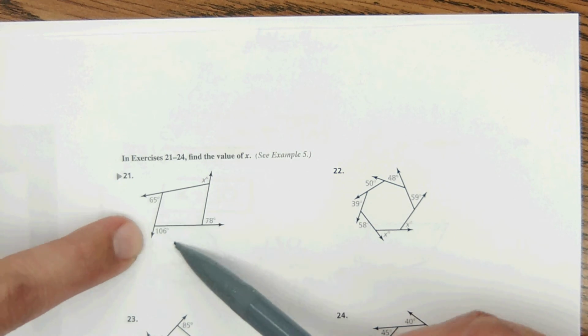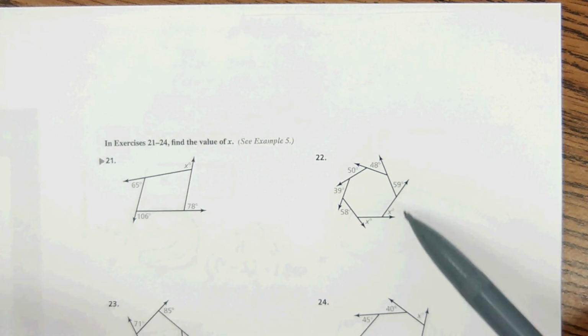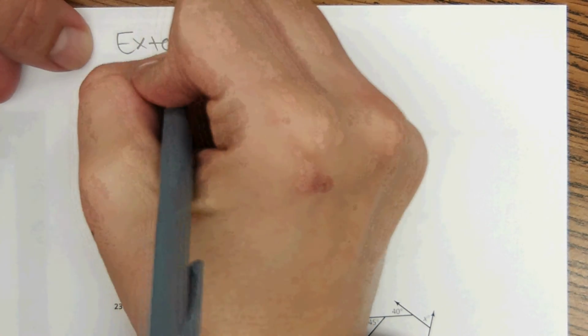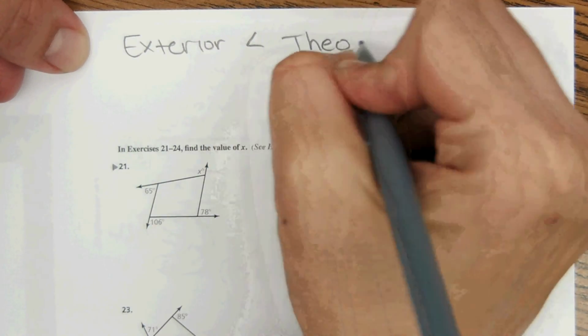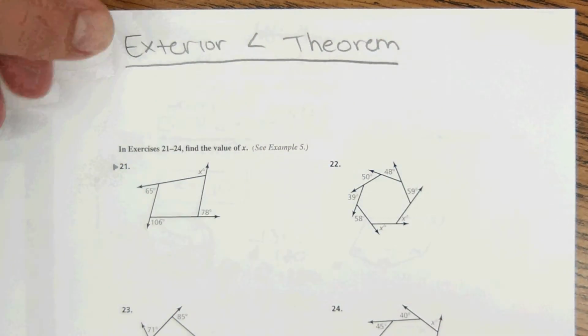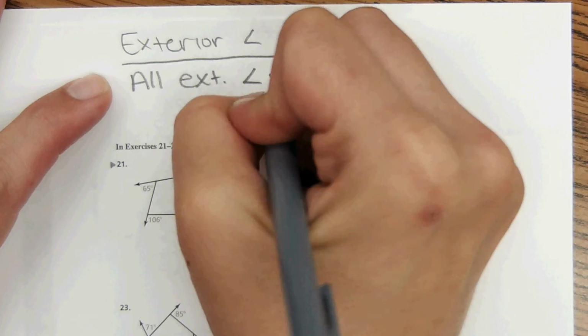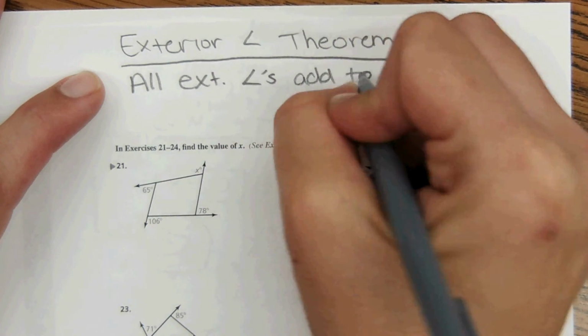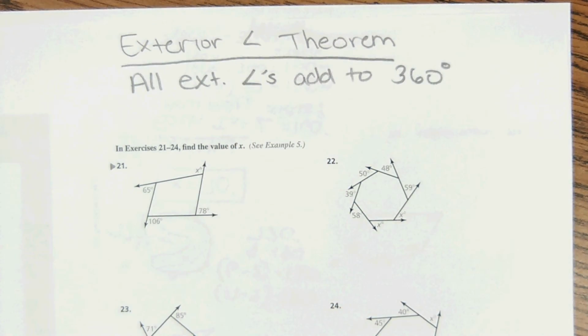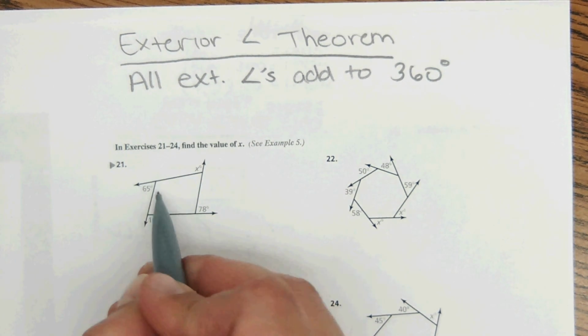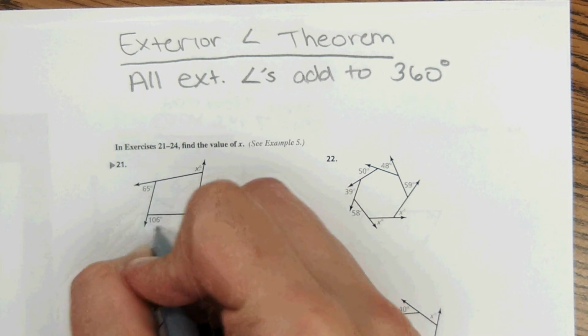Okay, so on this page, if you look at it, all the angles are on the exterior of the shape. So on this page, we're just talking about exterior angles. So there is a theorem for this, exterior angle theorem. And this theorem is actually easier than the one we just did. Exterior angle theorem says that all exterior angles add to 360 degrees. So it doesn't matter how many sides the shape has, they all add to 360 degrees.